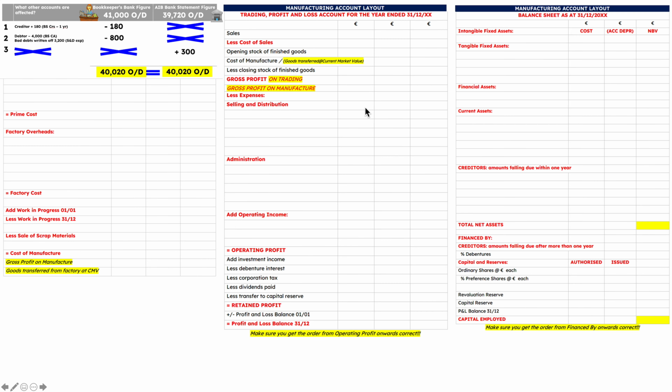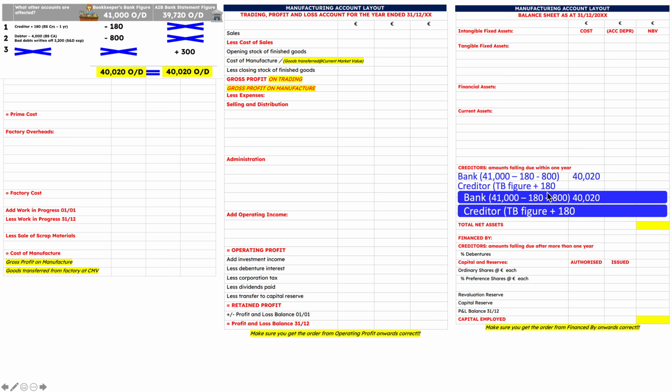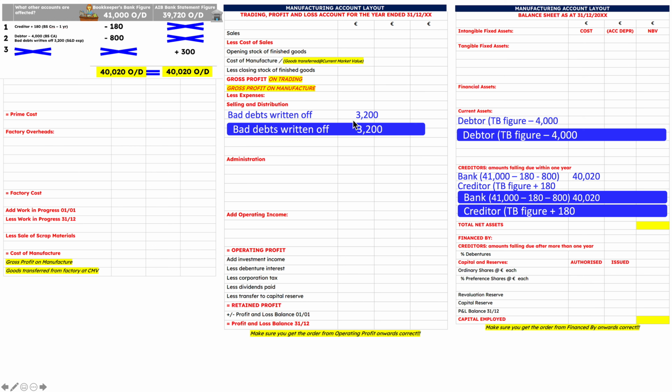So this is how it's going to look. In the bank account, in the creditors minus 1 year, you've got 41,000 minus 180 minus 800 is 40,020. Your creditor, you've got plus 180. Your debtor, you minus 4,000, and your bad debts written off over in your selling and distribution, 3,200, and that's you.